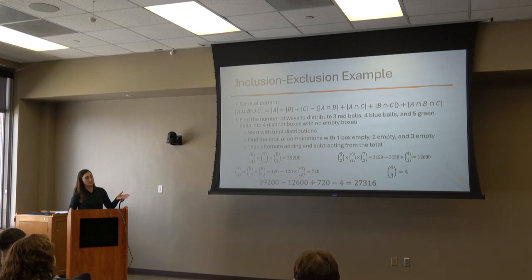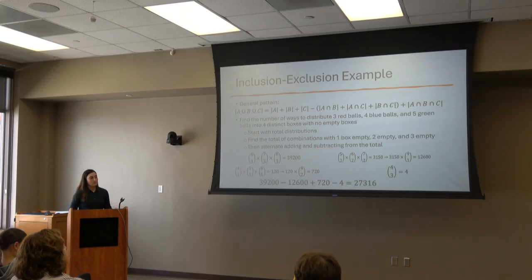So then we'll start with our total, which is that 39,200 number. Subtract out the 12,600 number, add back the 2 boxes empty, which is 720, and then subtract out 4.